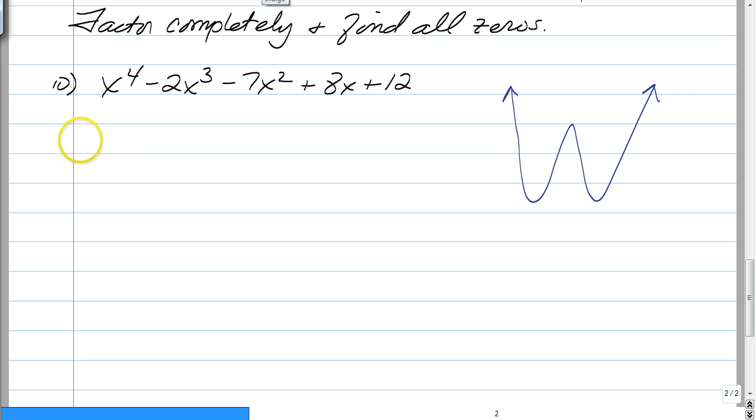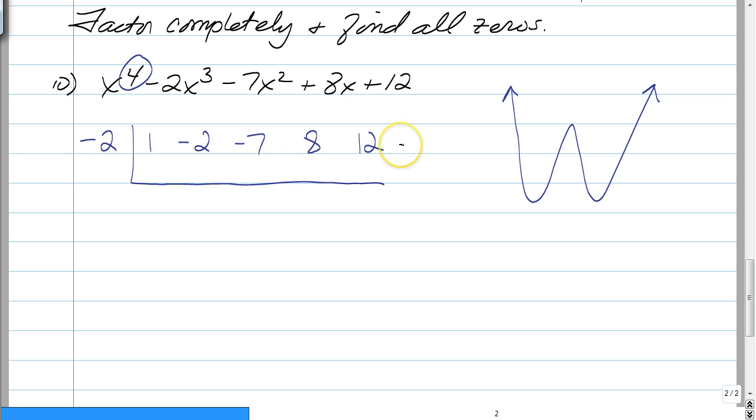And then what you're going to need to do is pick one. And I'm going to tell you that one of those zeros is a -2. And there are 3 other zeros because remember this has 4 possible zeros. And what you're going to do is set it up 1, -2, -7, 8, and 12 because those are your coefficients of all of your terms in the original problem. So from here, what you need to do is use synthetic division.